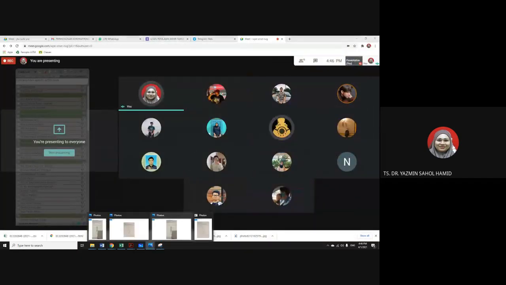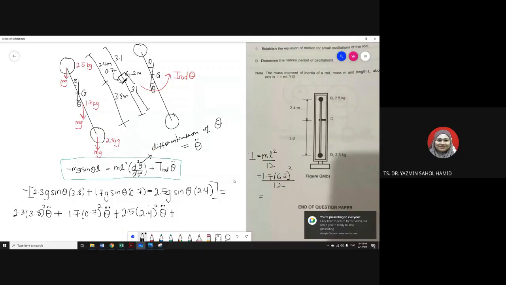Okay, yes, now, what is this? ML squared divided by 12. 1.7 times 6.2 squared divided by 12. Are you holding a calculator? Or did your calculator disappear? What is it? 5.44. 5.45. Okay, 5.45 kilogram meter squared. So here 5.45 theta double dot.